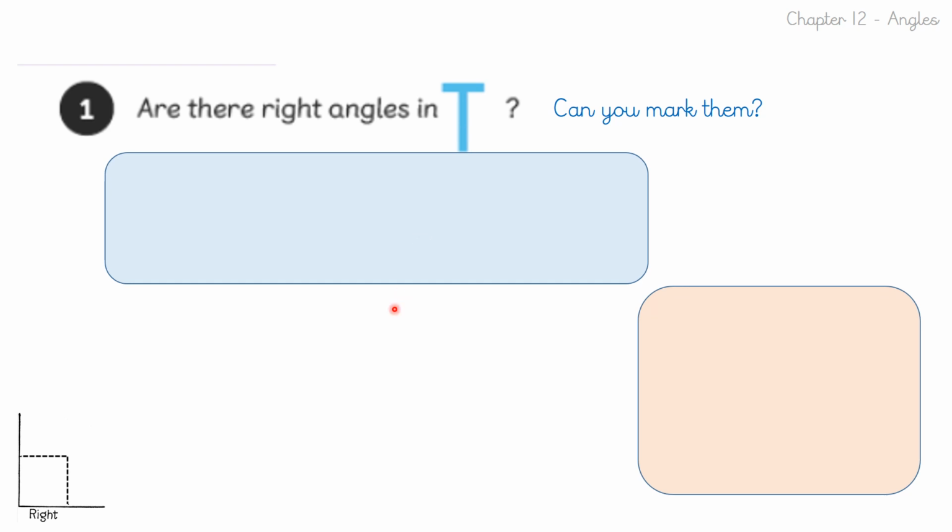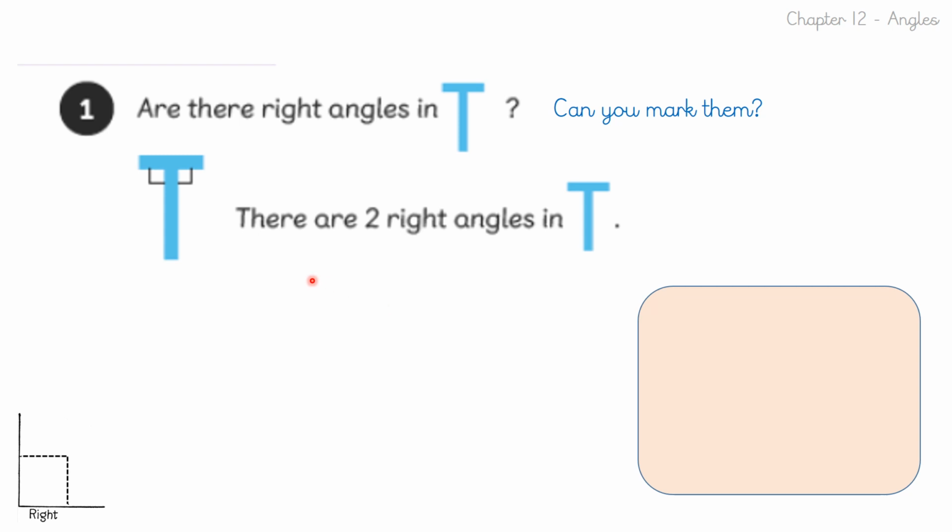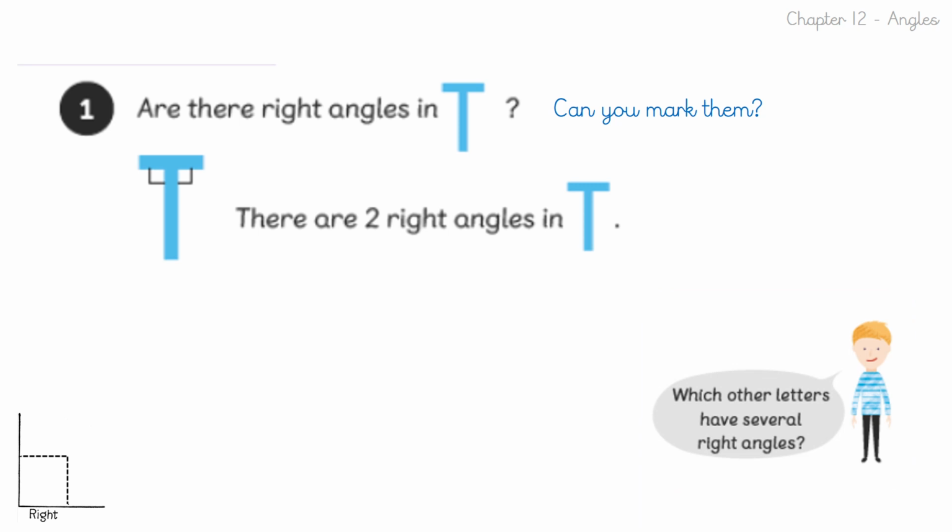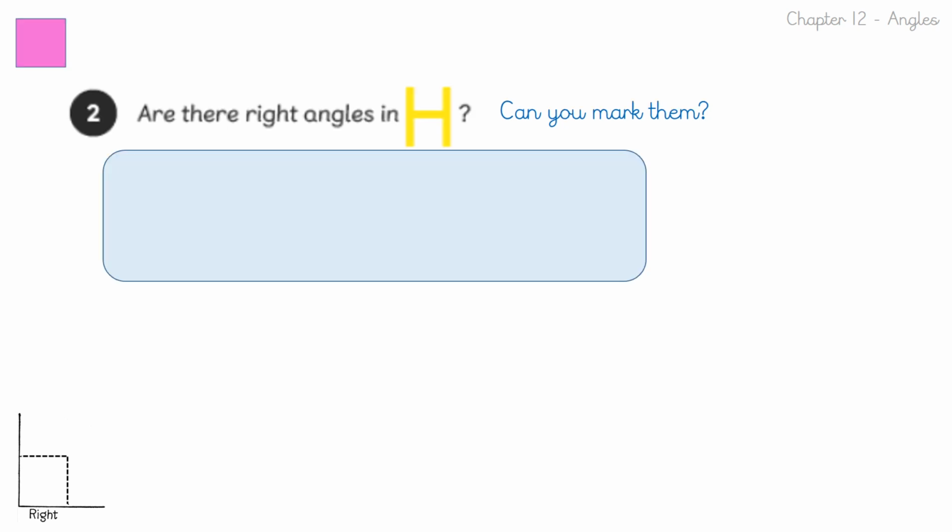Let's check together. We're right. There are two right angles in T. We can see one here and the other one here. Are there any other letters in the word maths that have right angles? Well done. You're more than right. The letter H also has right angles. How many right angles did you mark?